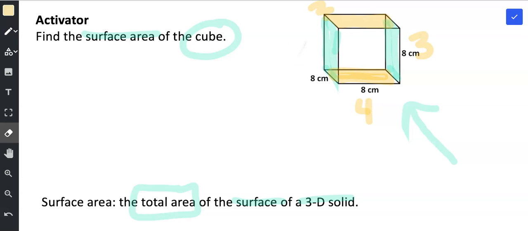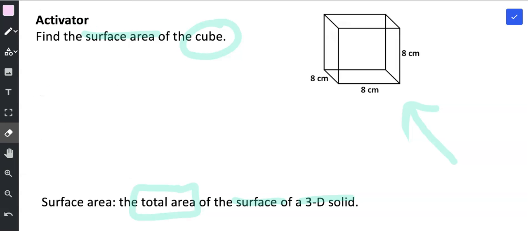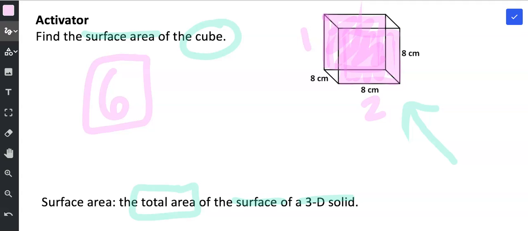Now I'm going to clear this because it gets pretty messy when I add another color to this and paint the front face and the back face. So we have this face that is in the front, and then we also have this face that is in the back. So that is actually 2 more faces, 1, 2, for a total of 6 faces.